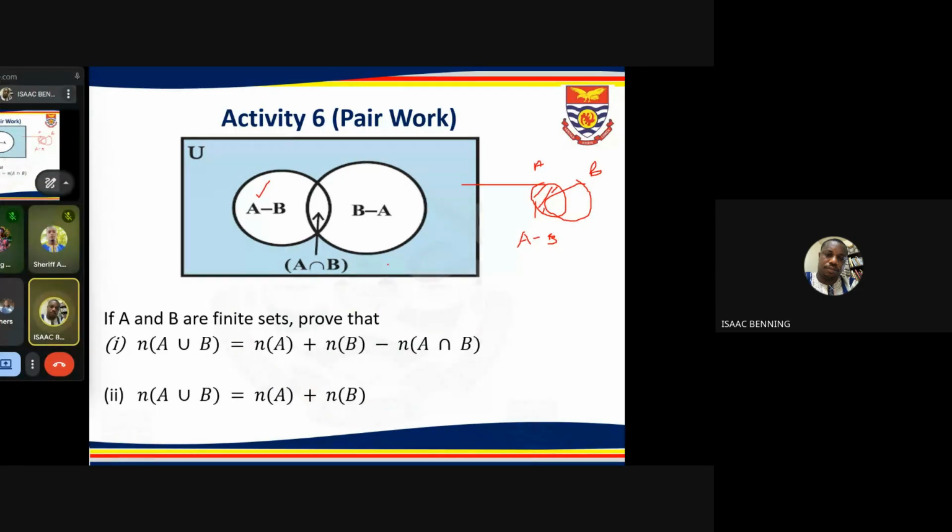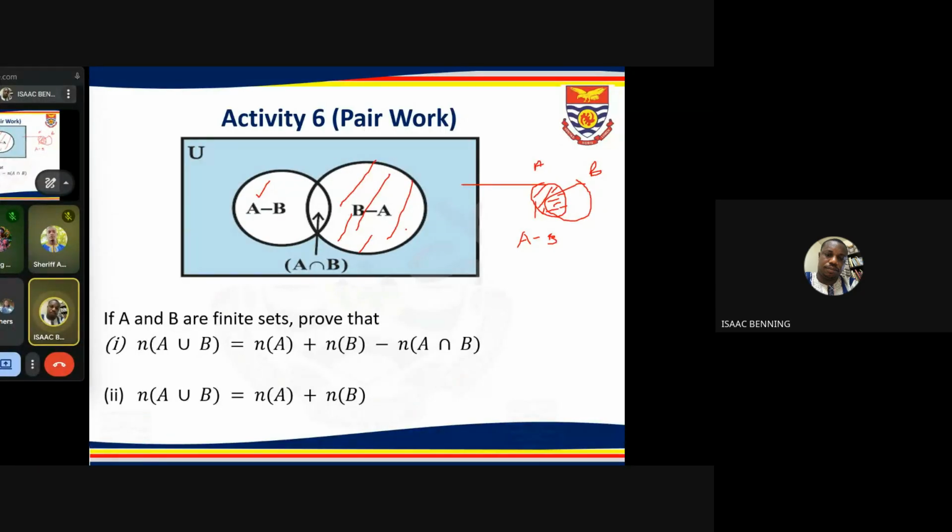Then you also agree with me that this side is the intersection of A and B. So where the arrow is, A intersection B. And similarly, this side is B only. And B only means elements in B but not in A. So that will be B minus A.